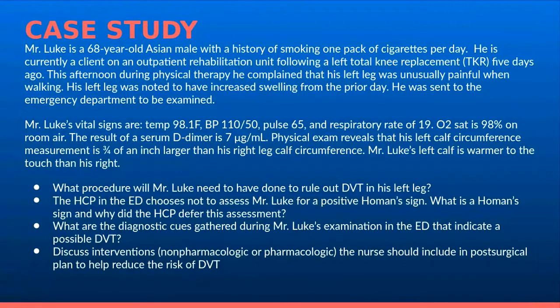Mr. Luke's vital signs are 98.1 degrees Fahrenheit, pressure 110 over 50, pulse 65, respiratory rate 19. His O2 sat is 98% on room air. D-dimer is 7 micrograms per milliliter. Physical exam reveals that his left calf circumference measurement is 3/4 of an inch larger than his right calf circumference. Mr. Luke's left calf is warmer to the touch than his right. What procedure will Mr. Luke need to have done to rule out his DVT in his left leg?